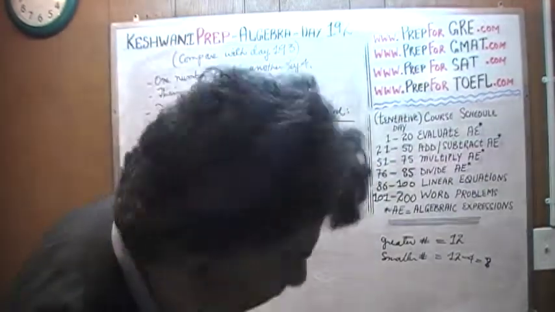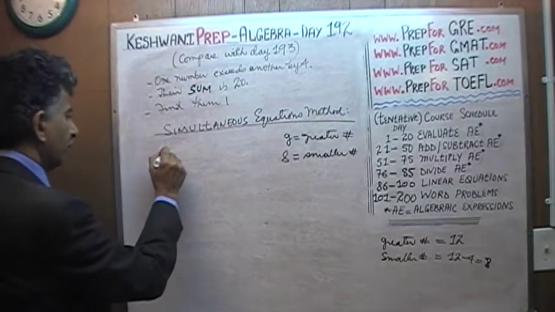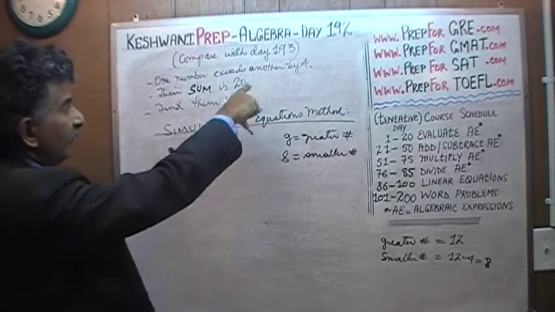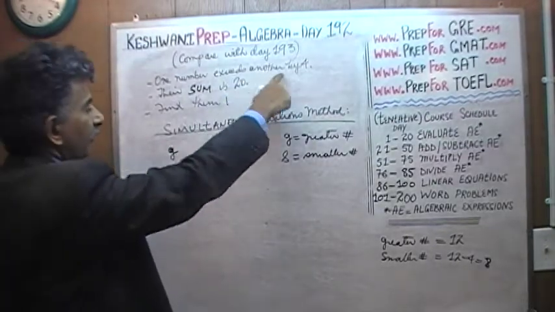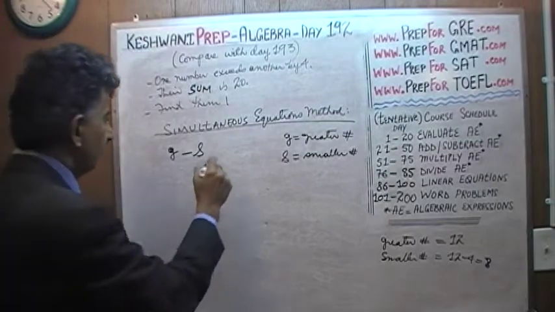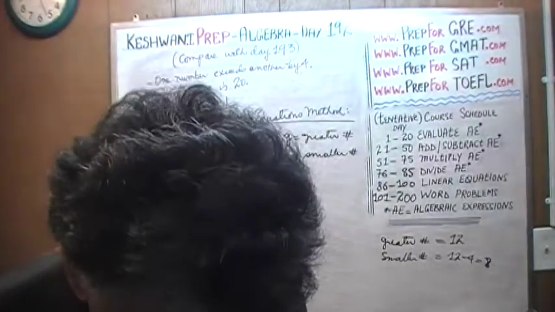And let me move this G a little bit back so I have room to finish my equation. So we have the greater number, which we are told exceeds the other one by 4. So if you were to take away the small number, the difference between the two is 4. And that came from the first sentence.